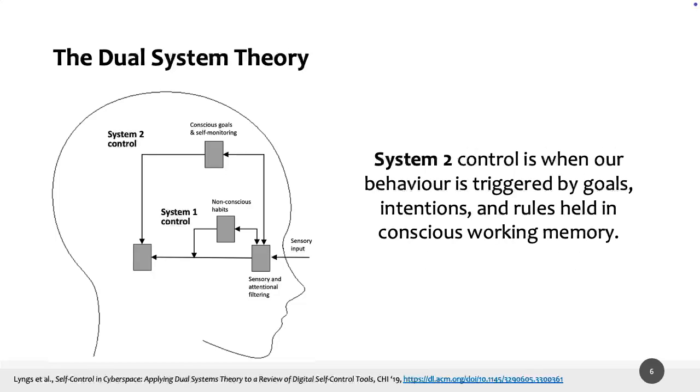Then there is system two. And system two control is when our behavior is triggered by our intention, by our goals. So something that is in our conscious working memory. So for example, in the digital domain, if you have the goal of texting a friend on Instagram with a specific message, and you take out your phone to write your message, that's system two, okay?